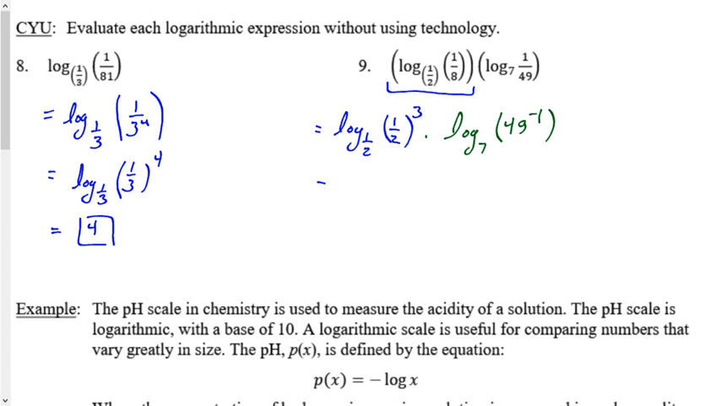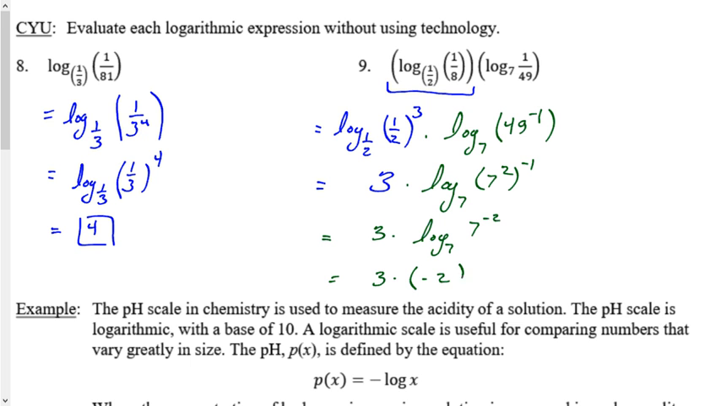This first one I already know, since I have a base of a half and a base of a half, this is just going to equal 3. The second one I need another step to get, so we'll have the log base 7 of 7 squared to the negative 1, a power raised to an exponent. We can multiply those exponents, so I'll have 3 times log base 7 of 7 to the negative 2. Base equals base, so the value of the logarithm is just the exponent. So we have 3 times negative 2, which gives us negative 6.